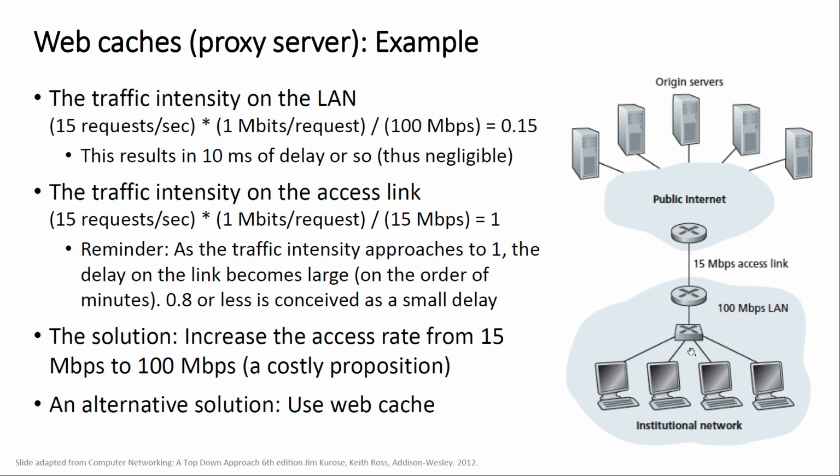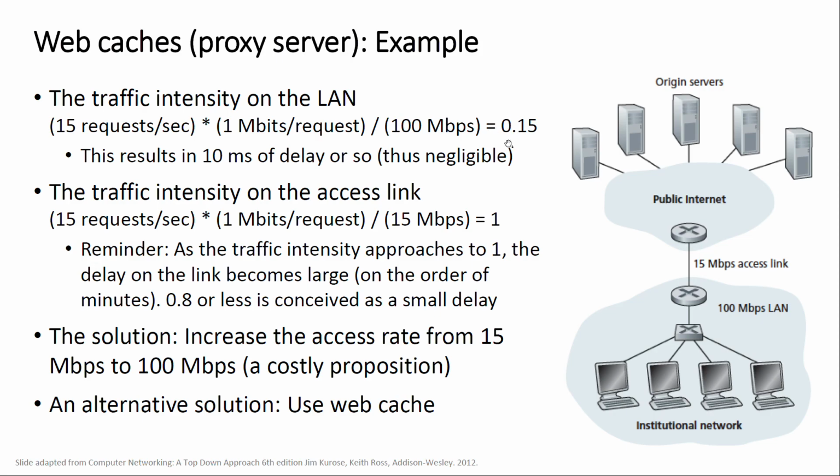In the local area network, what happens is as follows. You are having 15 requests per second. All of the requests are on average 1 megabit. So you multiply them, but your local area network has a 100 megabits per second connection. So if you divide it, the result is 0.15.